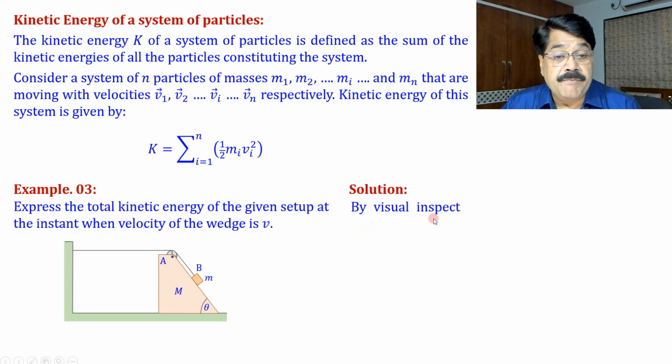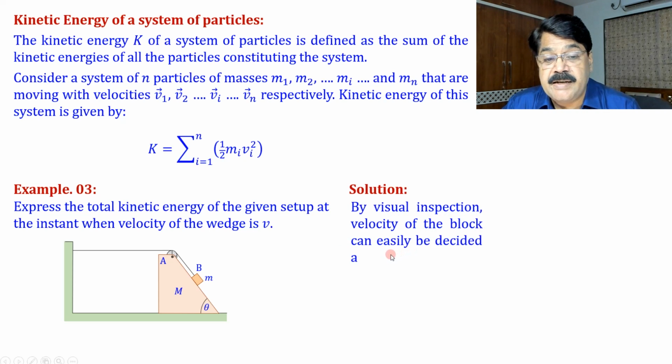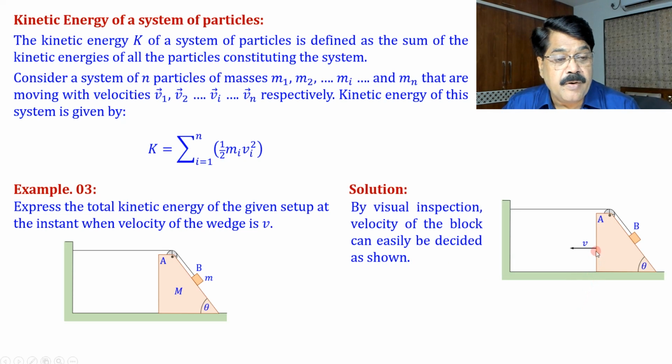By visual inspection, the velocity of the block can easily be decided as shown here. The wedge is moving here with velocity v, and the block will be sliding on the wedge with velocity v. At the same time, it will be shifting together with the wedge with velocity v. So here this velocity v and this velocity v. The resultant of these two velocities will give the velocity of the block with respect to the ground.